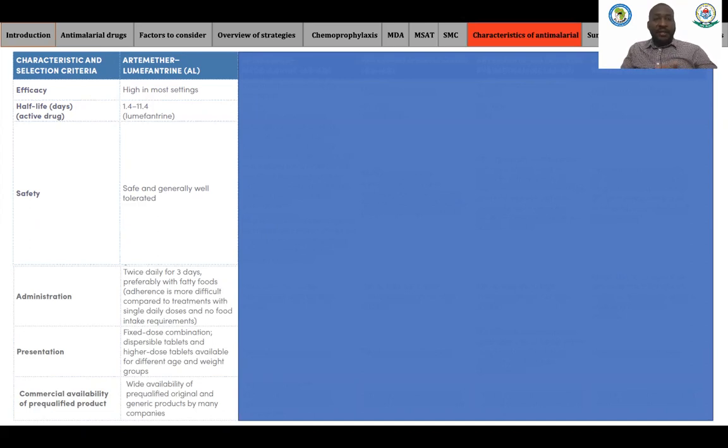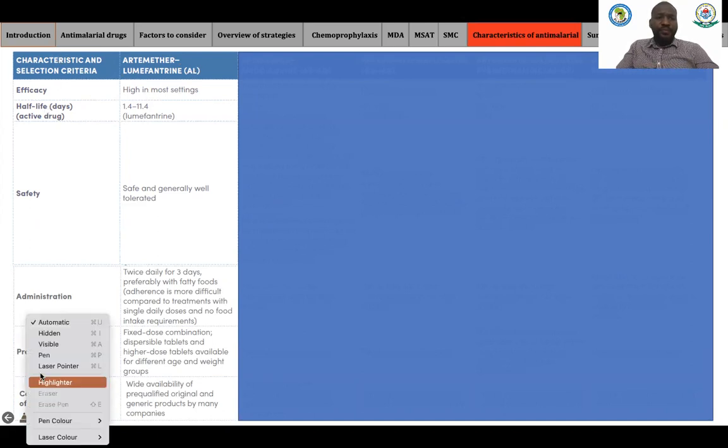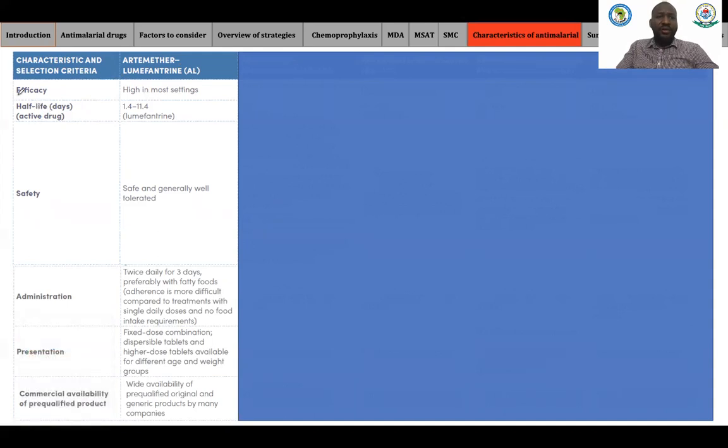So we'll start with artemether-lumefantrine. You have to consider the following things, the selection criteria. You have to consider whether or not the drugs are efficacious. You have to consider the half-life, the safety, administration, whether it's available, presentation, and also if the drug is commercially available in pre-qualified formats, right?